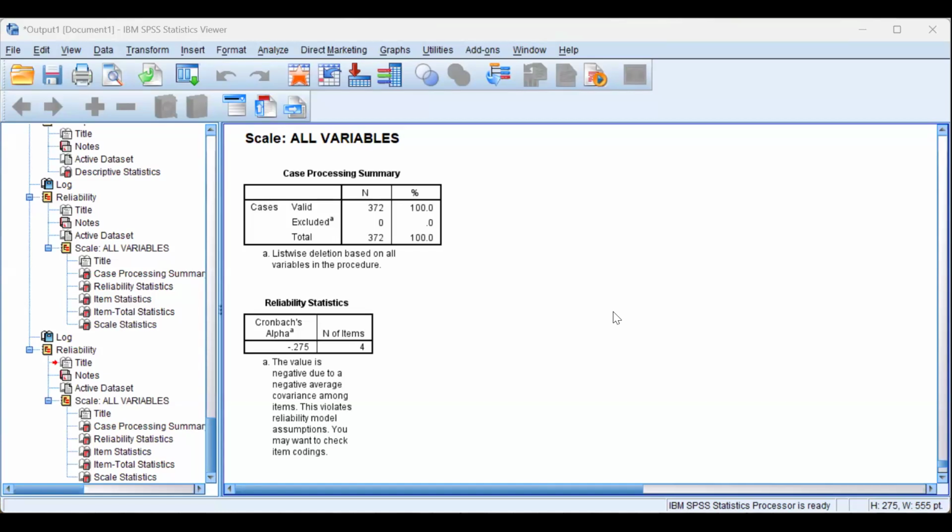And ma'am, validity after CFA? Yeah, CFA is a different concept altogether. We have to run the confirmatory factor analysis, which is run in either AMOS or PLS.